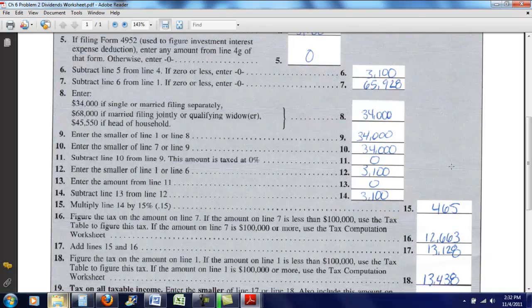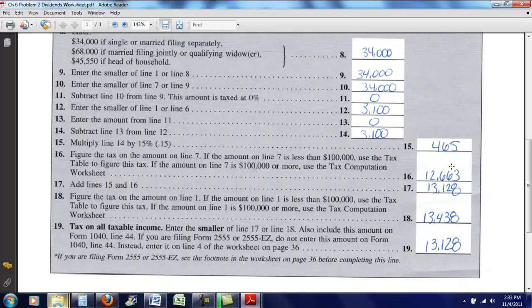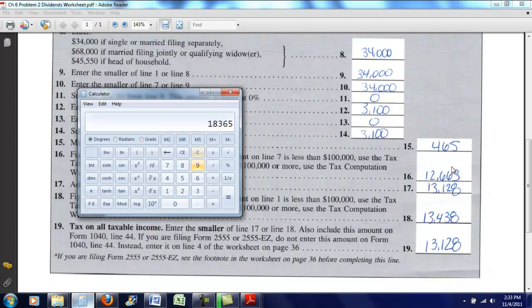We then multiply this by the 15% for qualified dividends. That's the tax on those qualified dividends. That's $465. We then go ahead and figure our tax on this number right here, $65,928. And our tax on $65,928 if we were single would be $12,663. When we add the qualified dividend tax plus our tax on that new taxable income, we get $13,128. Again, if I went to the tax tables for the entire amount on line 1, we would find a tax of $13,438. So now I'm going to take the smaller of the two, and so that gives me a new tax of $13,128. So because she had qualified dividends and there's a special rate, she saves $310 in tax.